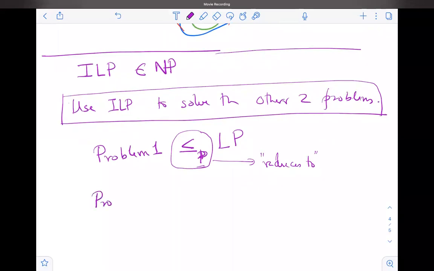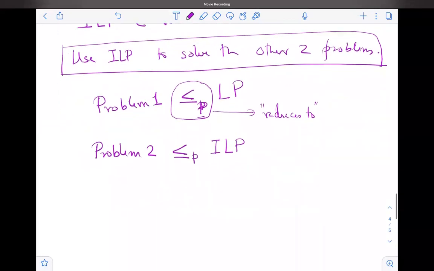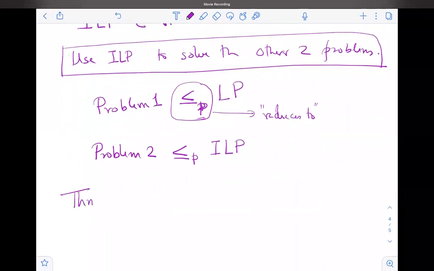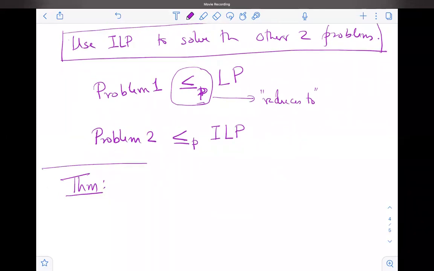Second problem, we reduced to what? An ILP. I want you to do the same thing for the other 2 problems. And in the next class, we will prove this nice theorem, or maybe we can state it and look into it. This is a theorem: any problem L in NP can be reduced to ILP. Any problem.